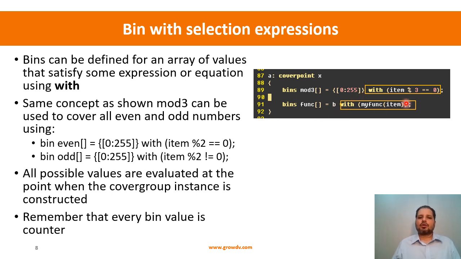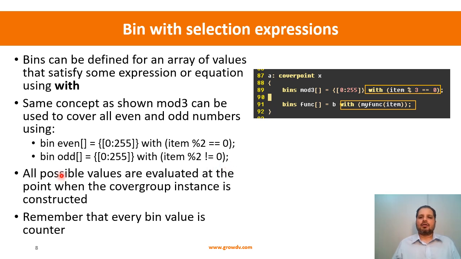And this concept you can also use for solving this popular problem if you want to create bins for all even numbers. Then you could say item mod 2 equal to 0, and if you want to create a bin containing all the odd numbers, you can say item mod 2 not equal to 0.